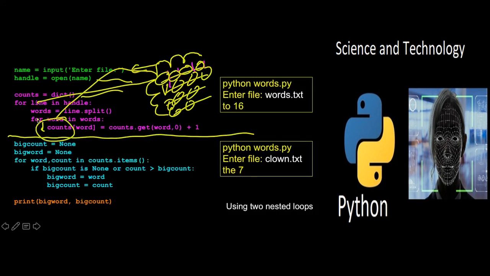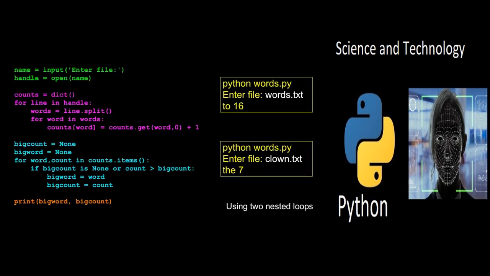Now, we want to find the largest one. We have written loops that can find the largest in a list, but now we want to find the largest value in the key value pairs of a dictionary. So we're going to start by saying the largest count and the largest word that has that count are both set to none, because we have to prime our loop.